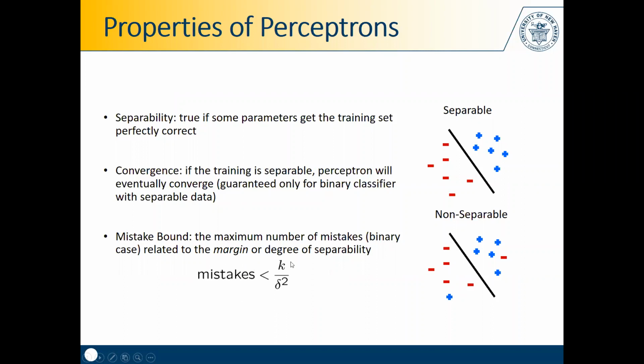What about K? Well, this is also interesting. It's telling us that the more features we have, the less prone our model is to making mistakes. So feature representations with more features, in the case of binary perceptrons, are less prone to mistakes than those with fewer features. Does this make sense?